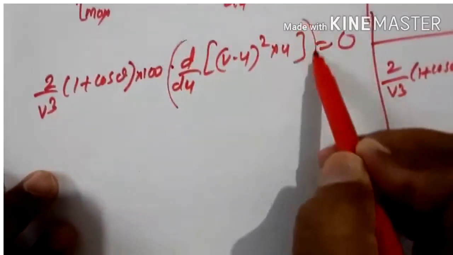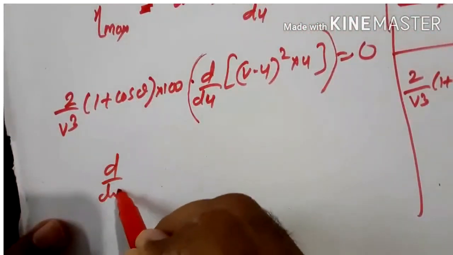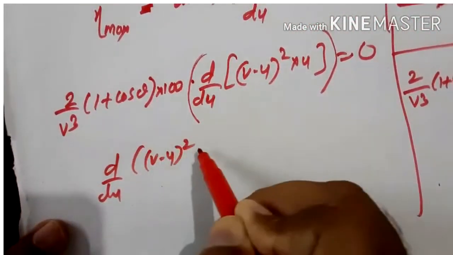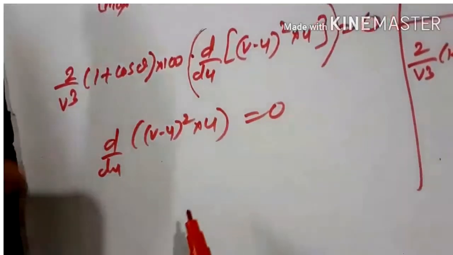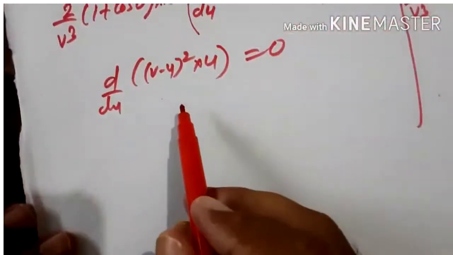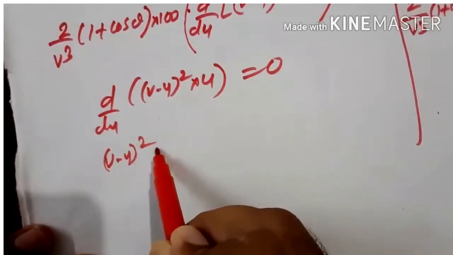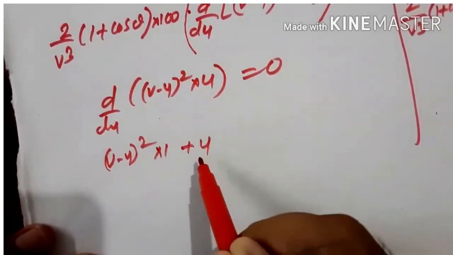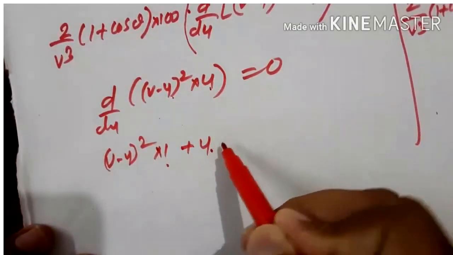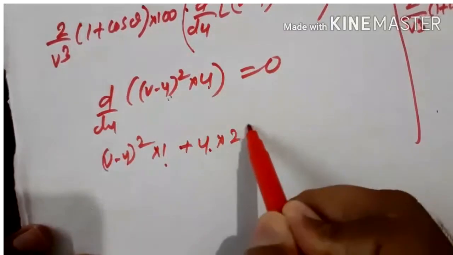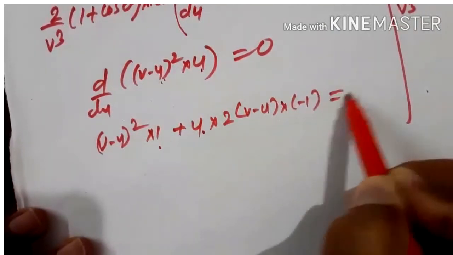Only take this term and differentiate. So if I take d by du of (v minus u) whole square into u, then differentiate this one. Let us apply the product rule, that is u into v. So (v minus u) whole square into 1, plus u times the differentiation of (v minus u) whole square, that is 2 into (v minus u), then differentiation of minus u will be minus 1, is equal to 0.